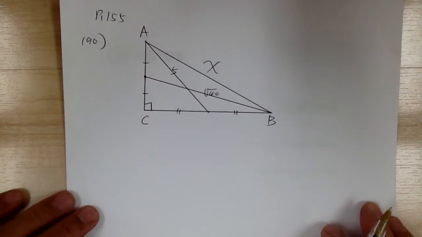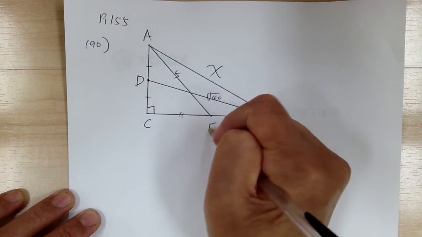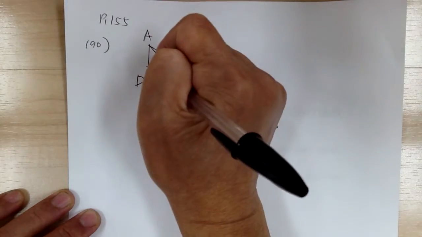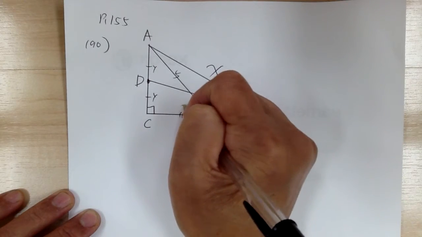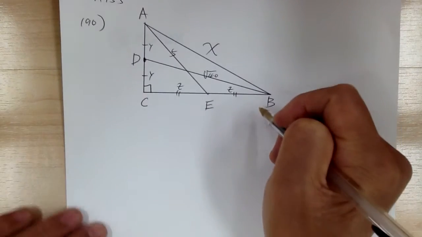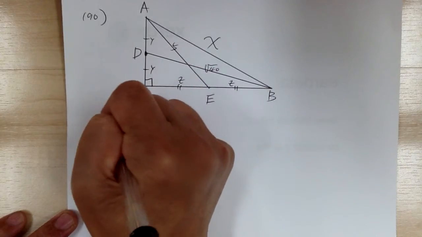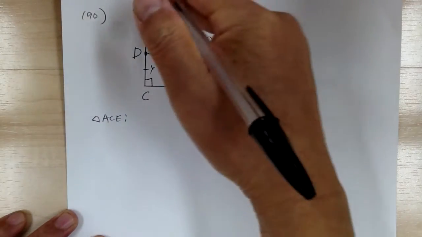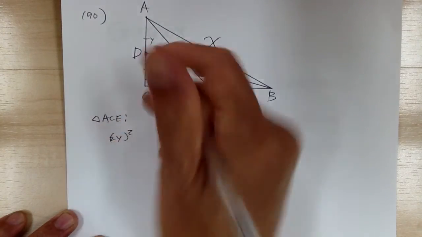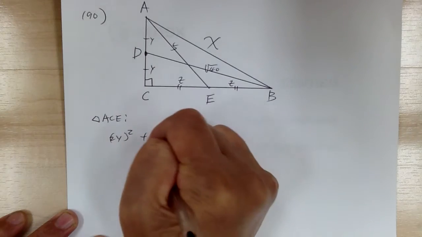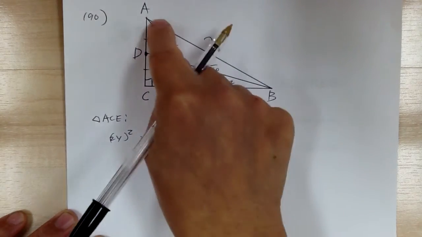For this problem, what you want to do is call this D and call this E. And call this Y, because this is the midpoint. So you get Y and you're going to get Z and Z. Now use the Pythagorean Theorem. So triangle ACE: you're going to get 2y squared plus z squared equal to 5 squared. So that's this triangle over here.